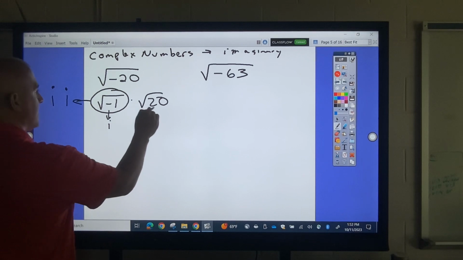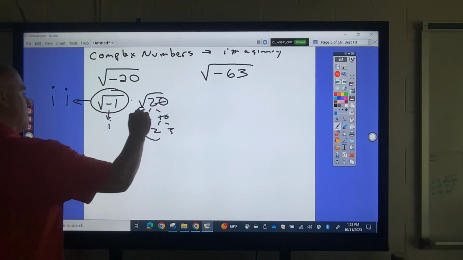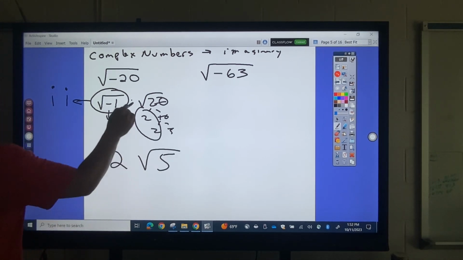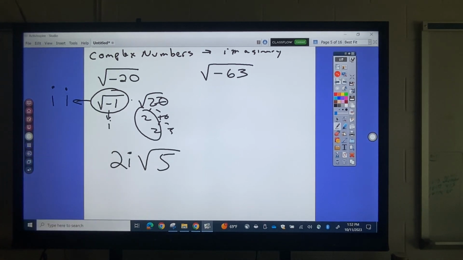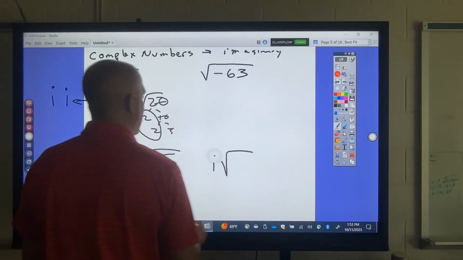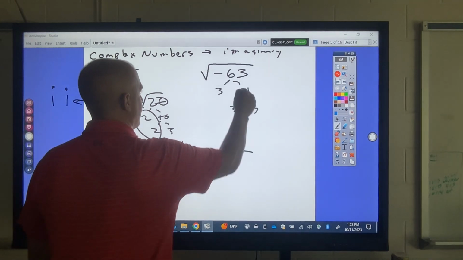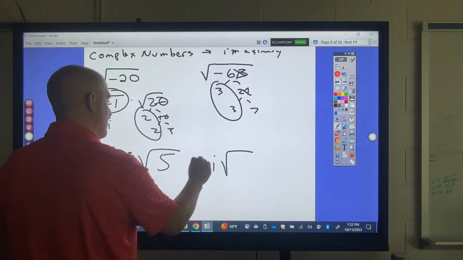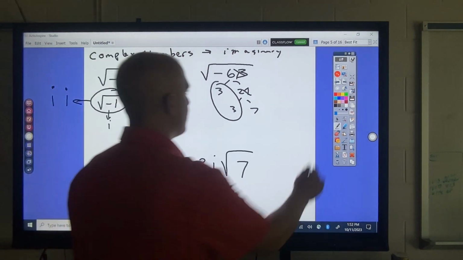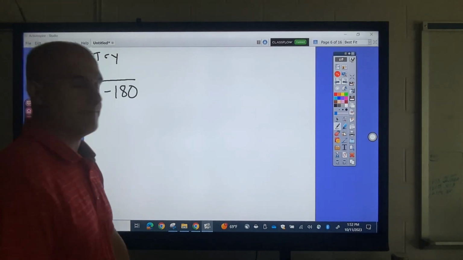So the idea is I break this down as 2 and 10, 2 and 5. There's my pair. On the outside, I have a 2. This is crossed off. Now, if I have a negative square root, I have to put an i out there. So I can just automatically sort of know I'm going to have an i out there. So that's going to be 3 and 21, 3 and 7. There's my pair, 3 and 7. Okay? So don't overcomplicate that. So you can try that one on your own.